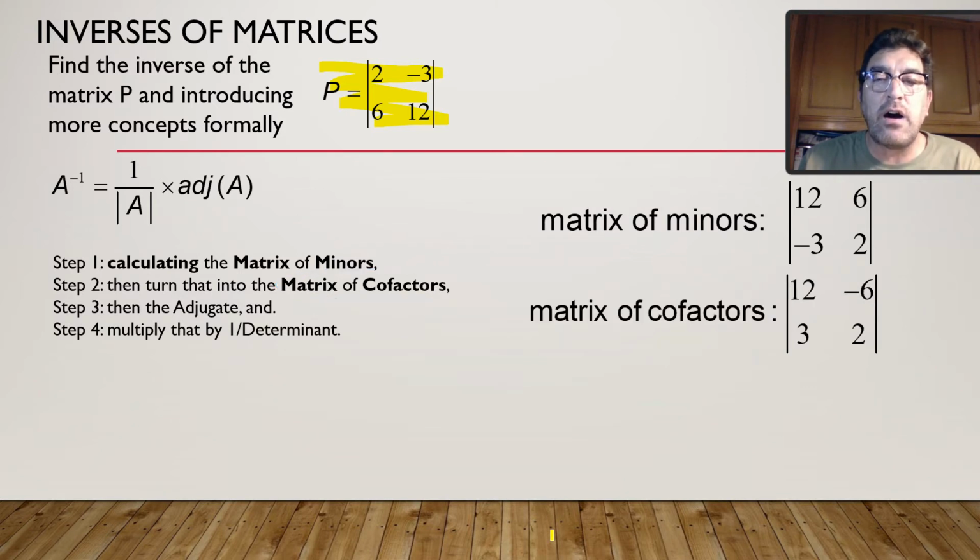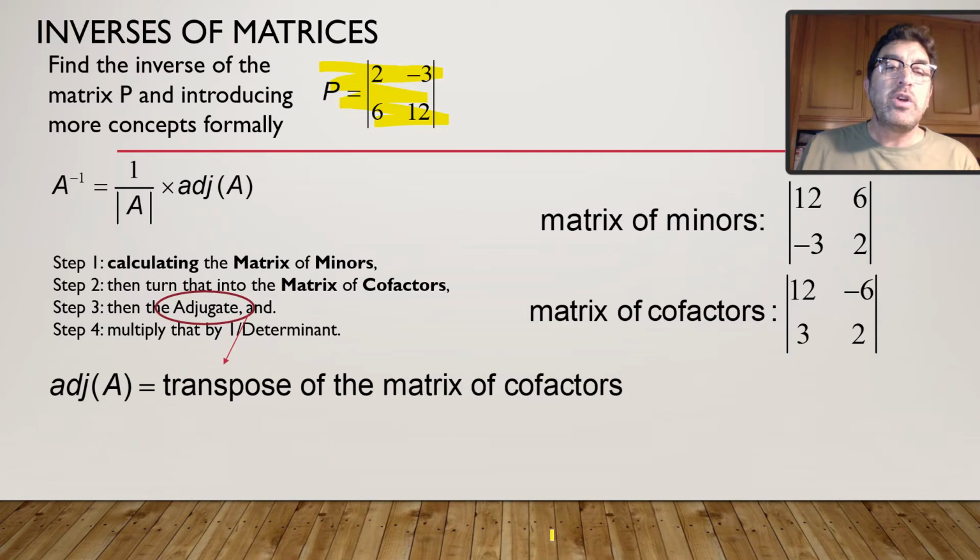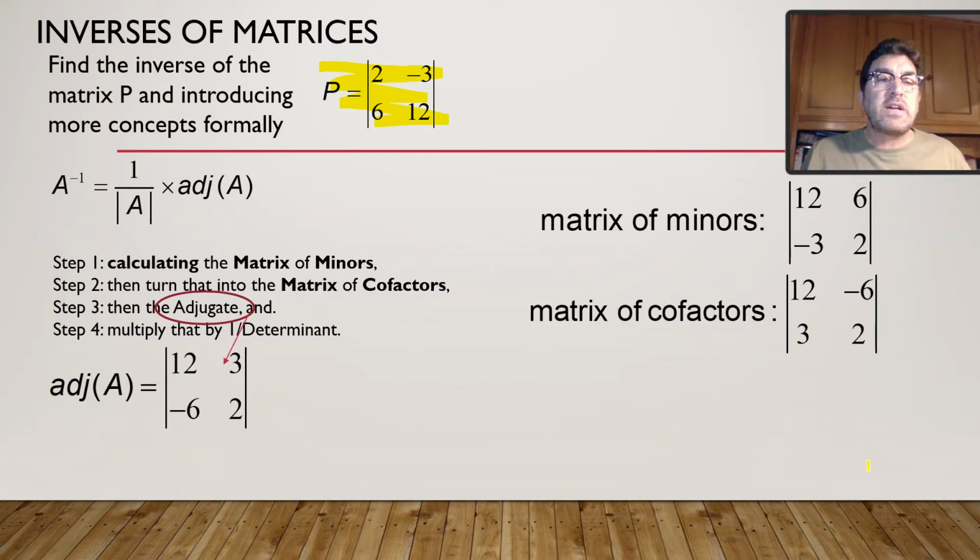Okay, so now we want to find the adjugate matrix or the adjoint matrix. Well, how do we find it? We use the transpose of the matrix of cofactors. So this column is going to become that row in the adjoint matrix, and this column is going to become the second row. Okay, so there we have it. 12, 3. The first column became the first row in the adjoint matrix. The second column became the second row in the adjoint matrix. And we have our adjoint matrix.